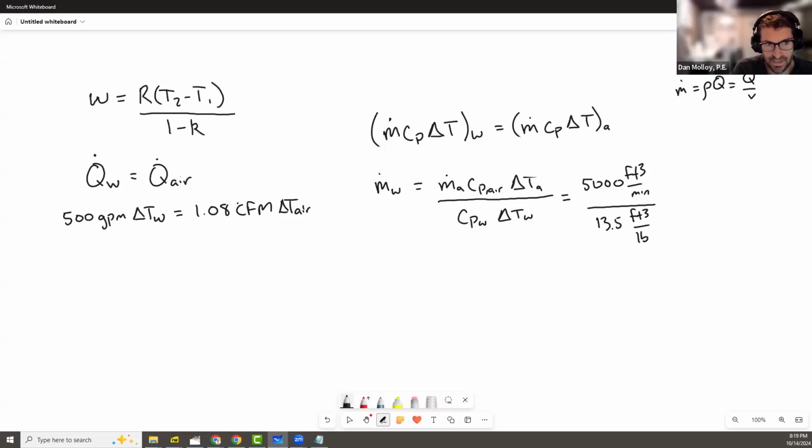And the specific heat capacity of air is typically taken as 0.24 BTU per pound degree Fahrenheit. And then the delta T was 68 degrees minus, I think it was 15 or 18. Can't tell from my chicken scratch, but that's degrees Fahrenheit. And now for the denominator, we have the specific heat capacity of water, which is 1 BTU per pound degree Fahrenheit.